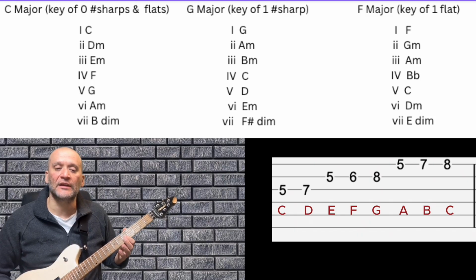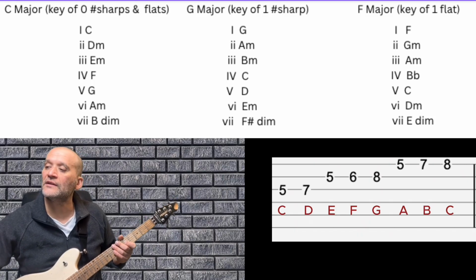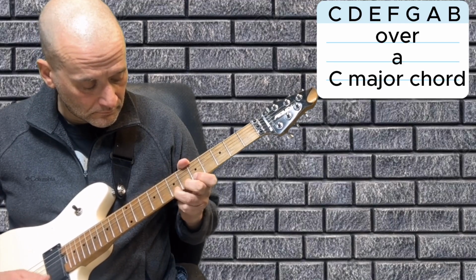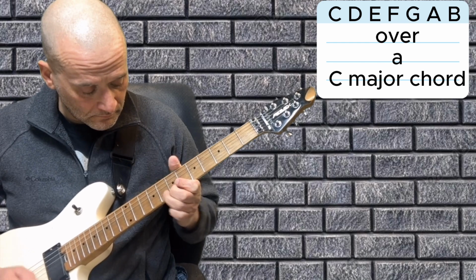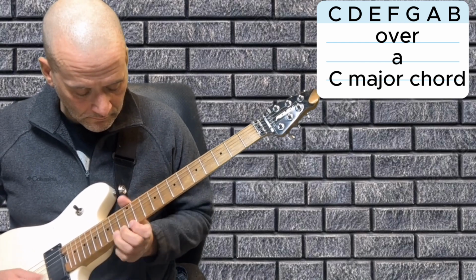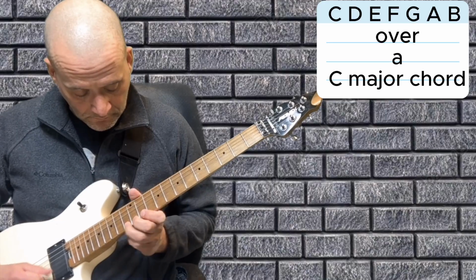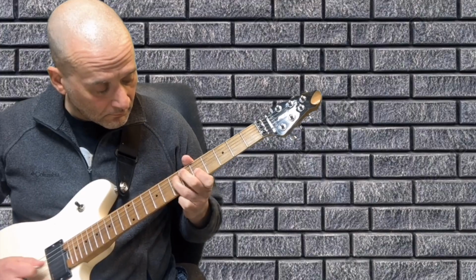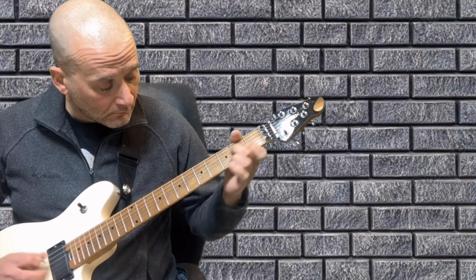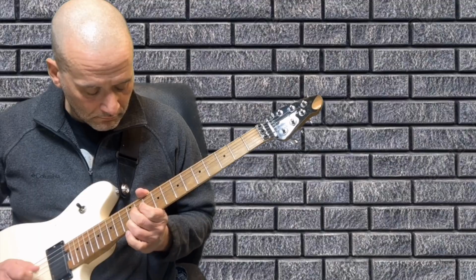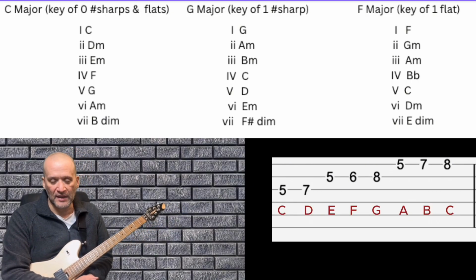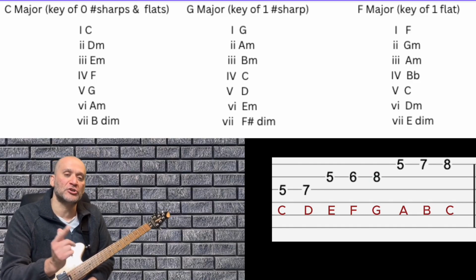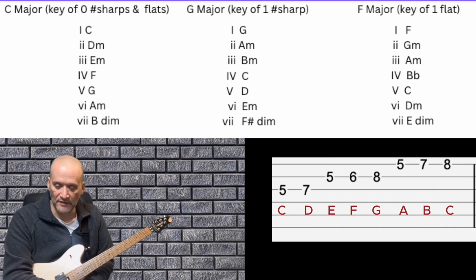You're probably thinking that sounds a lot like a C major scale. You are correct. It is. So we have just played a C major scale, C, D, E, F, G, A, B. Okay, you can probably already tell which key this fits in. The answer is the key of C major.